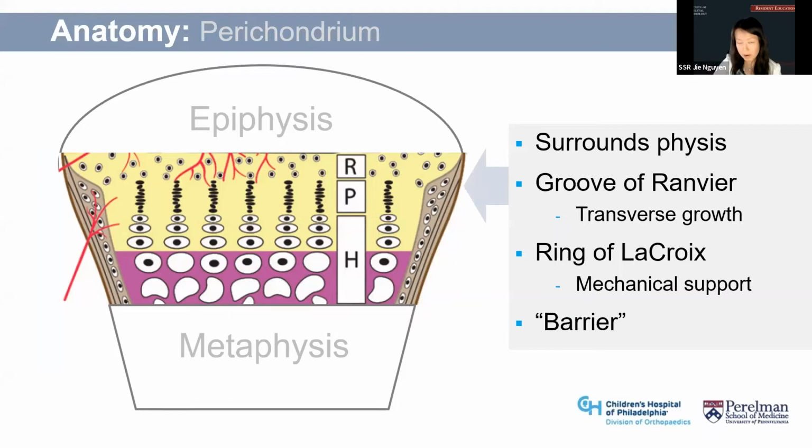In the periphery of the growth plate, you have what's called perichondrium. It surrounds the growth plate. It contains the groove of Ranvier, which is responsible for transverse growth of the growth plate, and then the ring of LaCroix for mechanical support. And this is a structure that, let's say when you have metaphyseal osteomyelitis and subperiosteal elevation, prevents it from extending all the way over to the epiphysis. So it serves as a barrier.